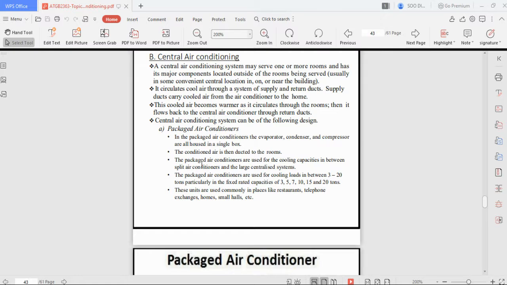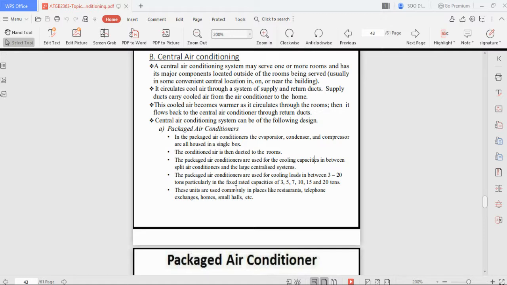Okay, so because central air conditioning is for commercial purposes, they are required to cool a bigger area. So for sure the heat load, the BTU, the British thermal unit, is higher, or the tonnage is higher, or the horsepower is higher. So they can go up to 3 to 20 tons.